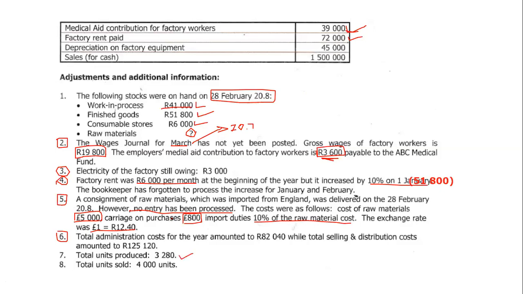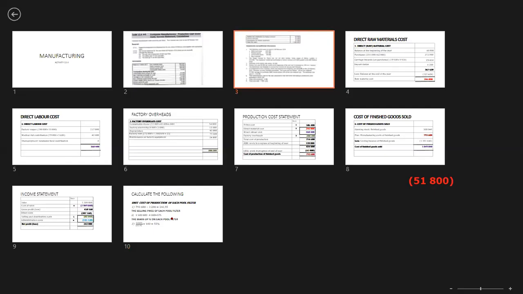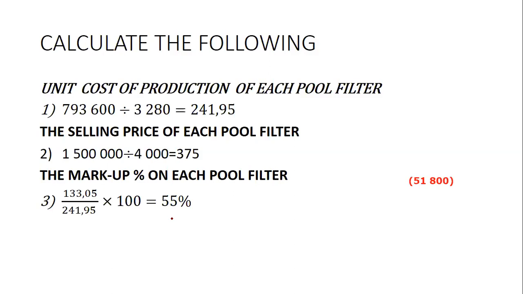All I'm going to do is, the question was for me to calculate the unit cost of production of each pool filter. When you calculate the cost price or cost of production per unit, it's actually your total production cost divided by the number of units produced. Did you get that?